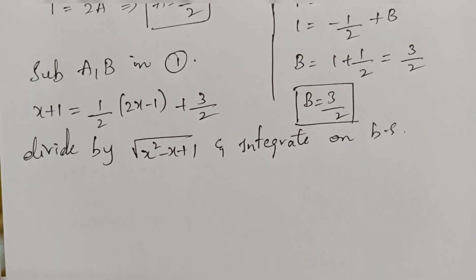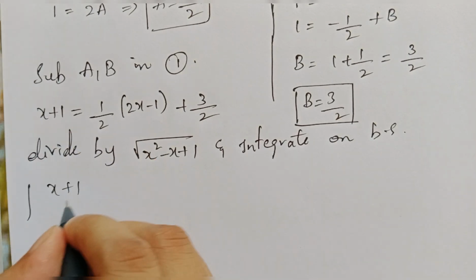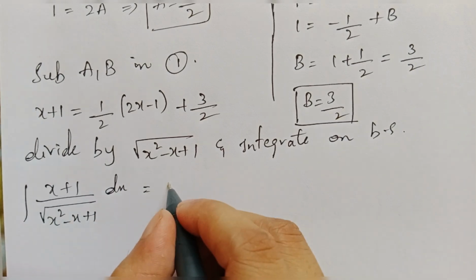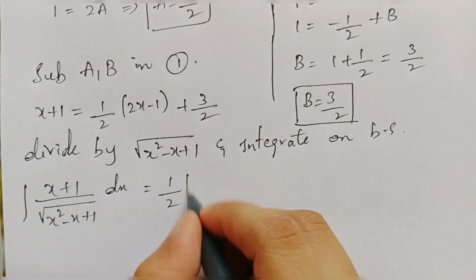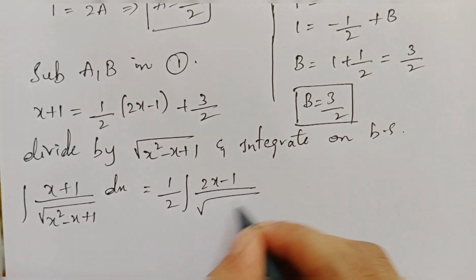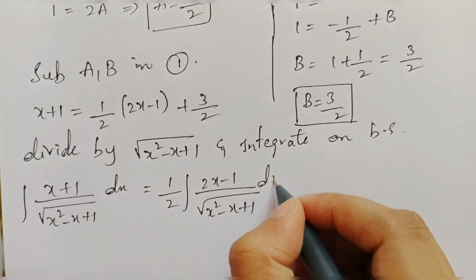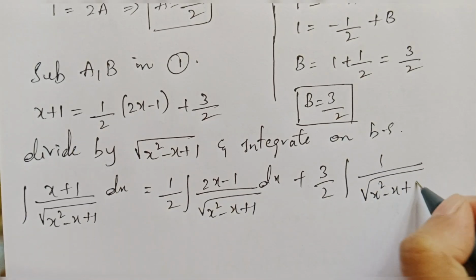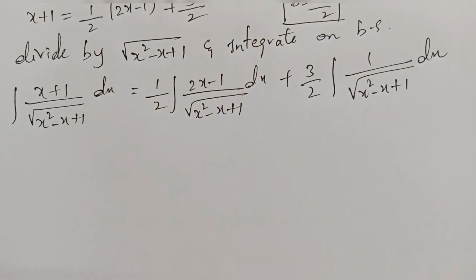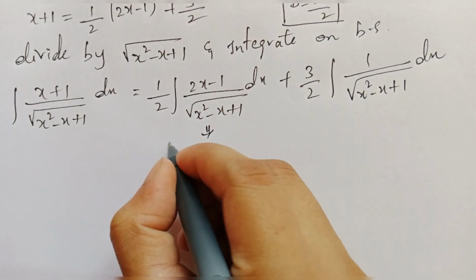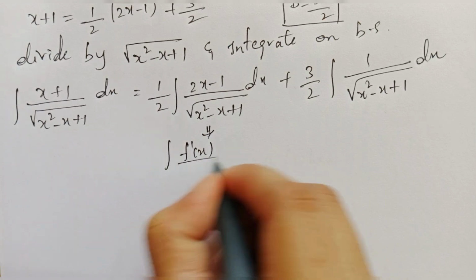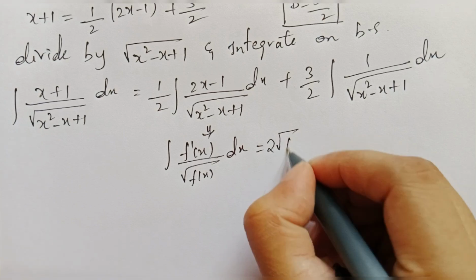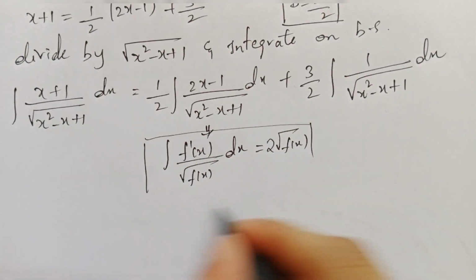Okay, so we'll get integral of x plus 1 by root of x square minus x plus 1 dx is equal to, here also the same, 1 by 2, constant I'll write outside, integral of 2x minus 1 by root of x square minus x plus 1 dx plus 3 by 2 integral of 1 by root of x square minus x plus 1 dx. So here this function is in the form of integral f dash of x by root f of x dx. Okay, so this is equal to 2 root f of x. This formula you need to remember.